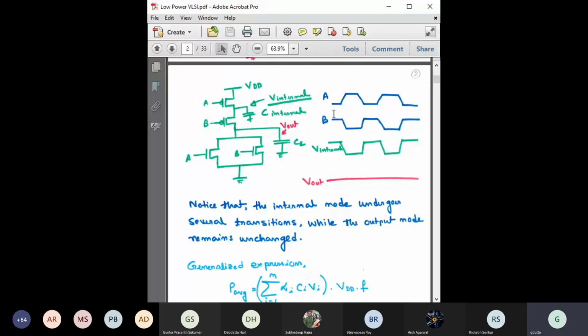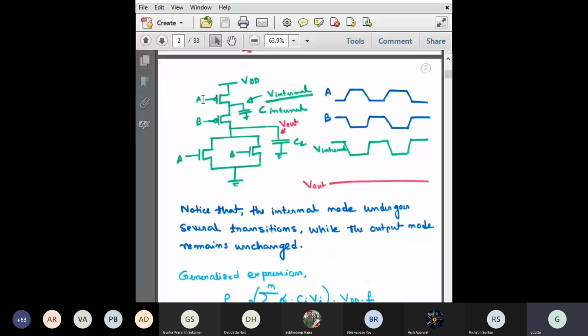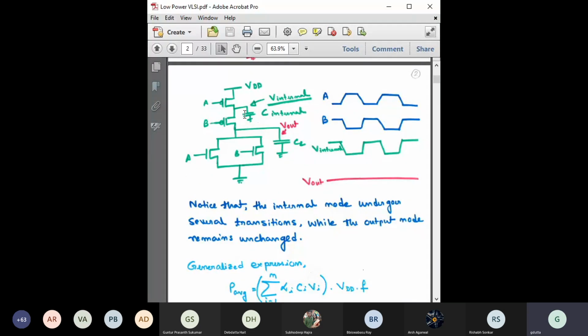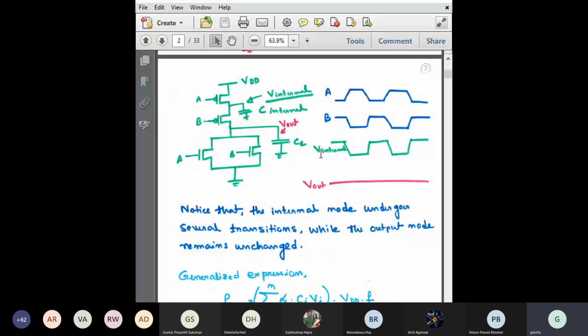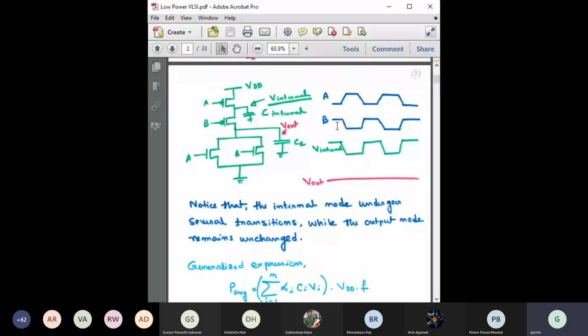See, when this transistor is turning on, the top PMOS is turning on. At that time, this transistor is turning off, because of the nature of the input. So this transistor is off, this transistor is on, which means this capacitor gets charged. So this capacitor charges, then discharges, then charges, then discharges. So for these two inputs A and B, even though the output is 0, the output is neither charging nor discharging. Output is constant, so no power dissipation.